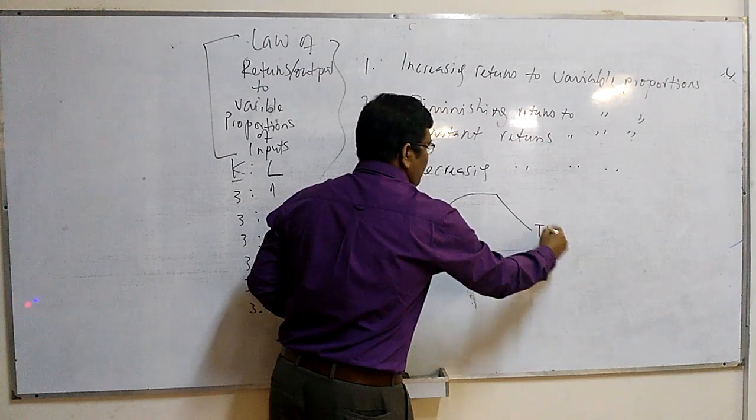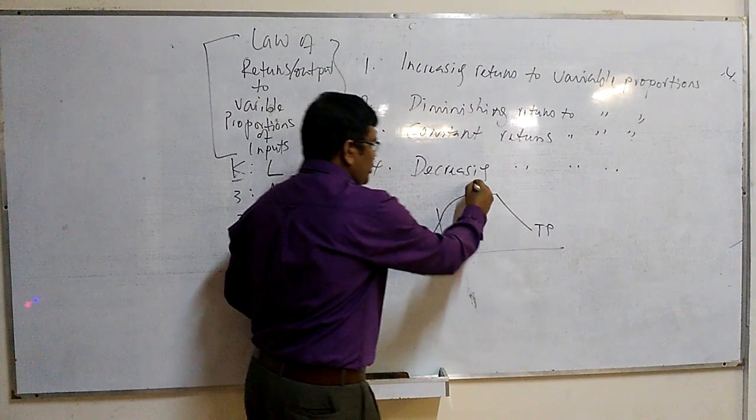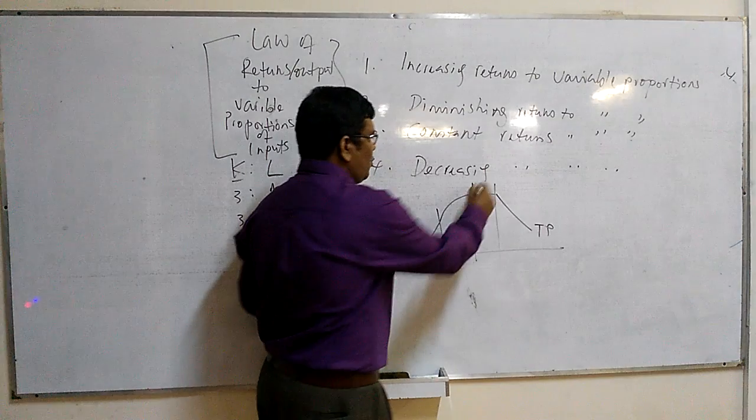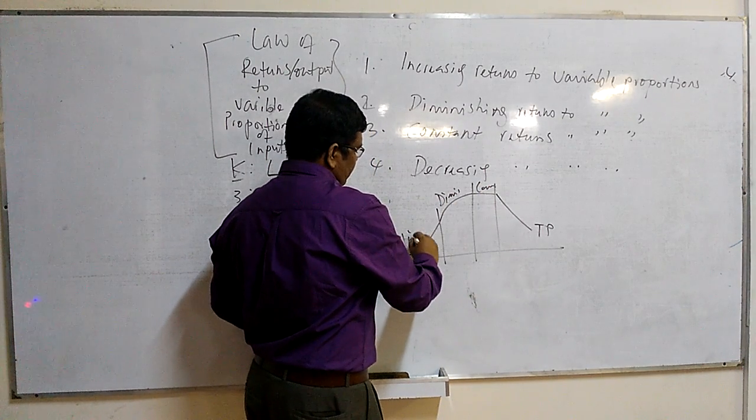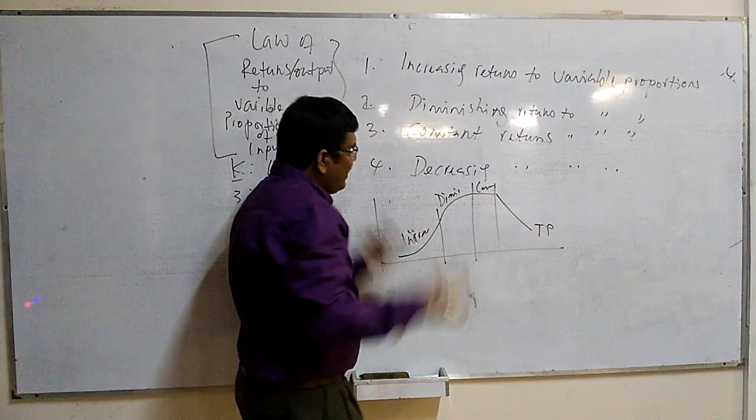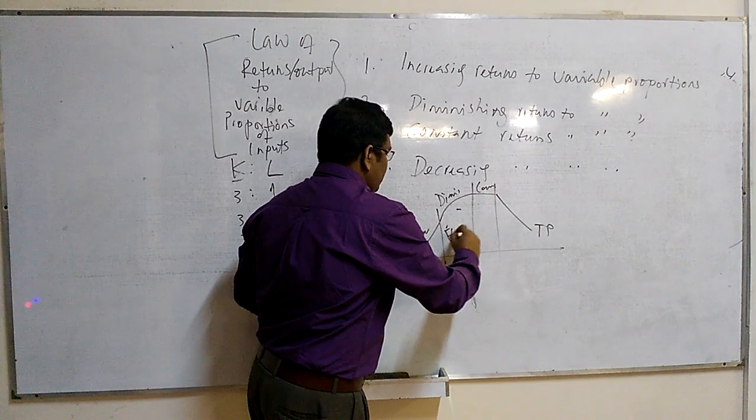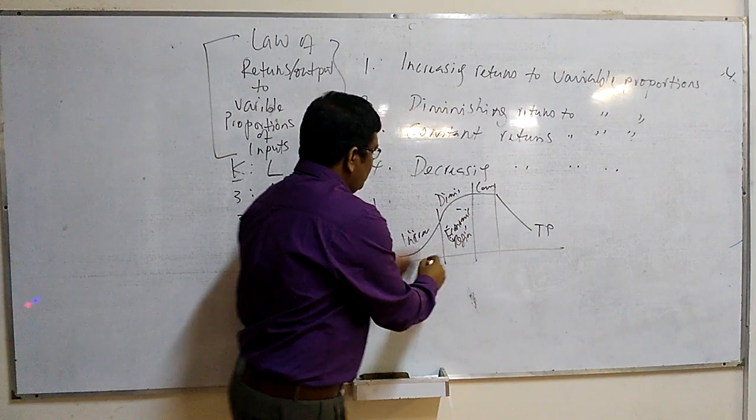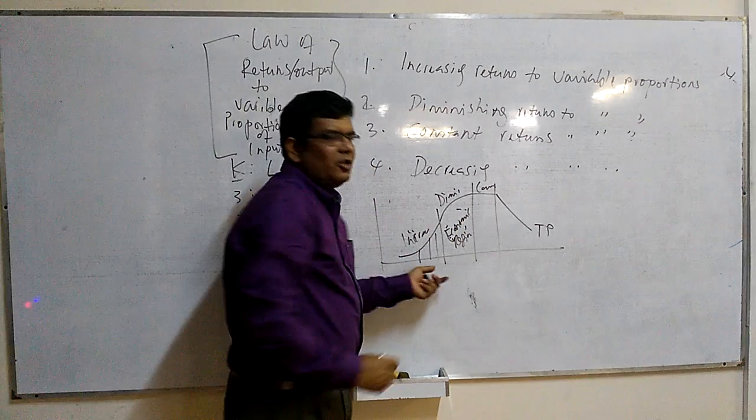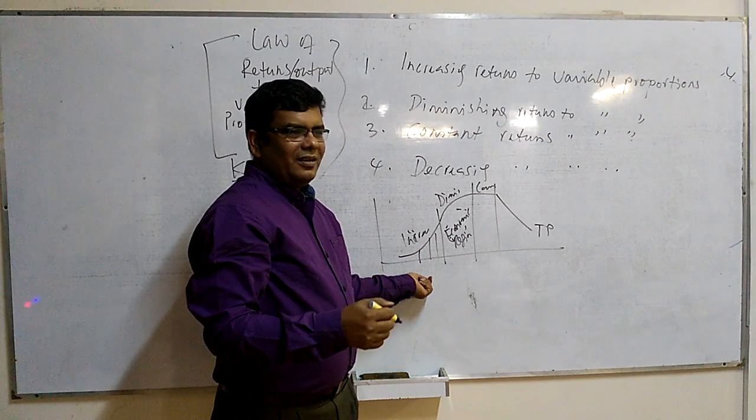So this is your total product curve or output curve. So you have this portion, this portion, this portion. This is increasing, this is diminishing, this is constant. So where will you decide? This is the economic region. This is called the economic region, because if you stop here, it will not be suitable for you. Why would you stop here? Efficient use, yes.